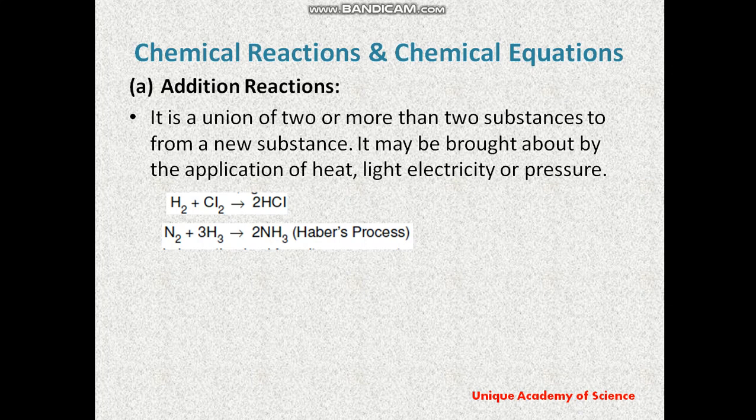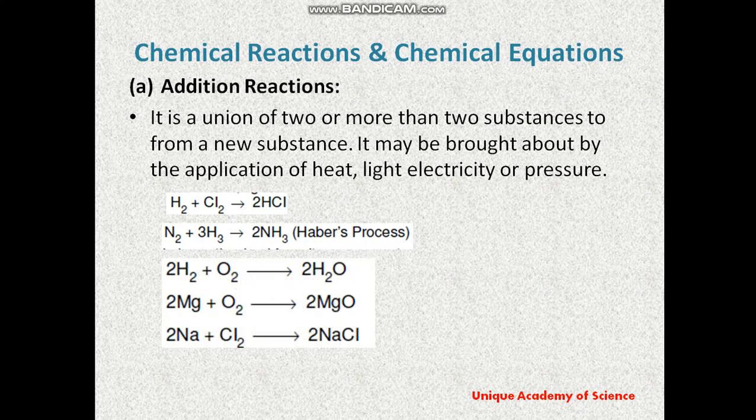So here you can also see that N2 and H2, meaning nitrogen gas and hydrogen gas, are mixed up. Here the mistake is, it is H2, not H3, so it makes ammonia. So here two substances make one new product, or a new substance.